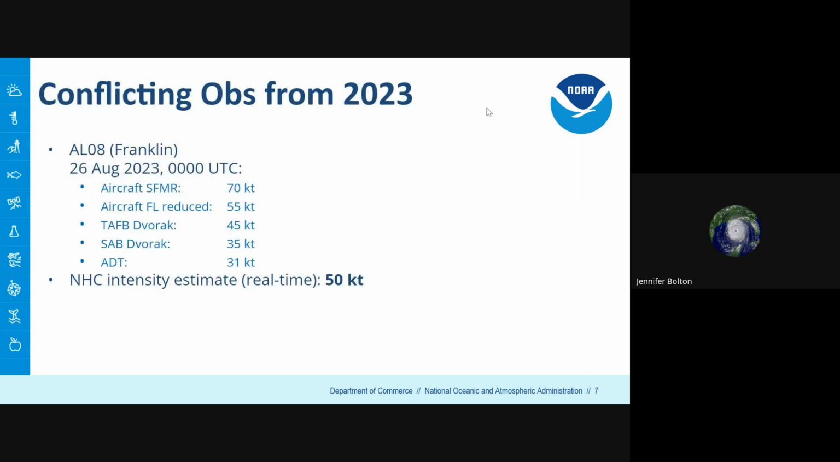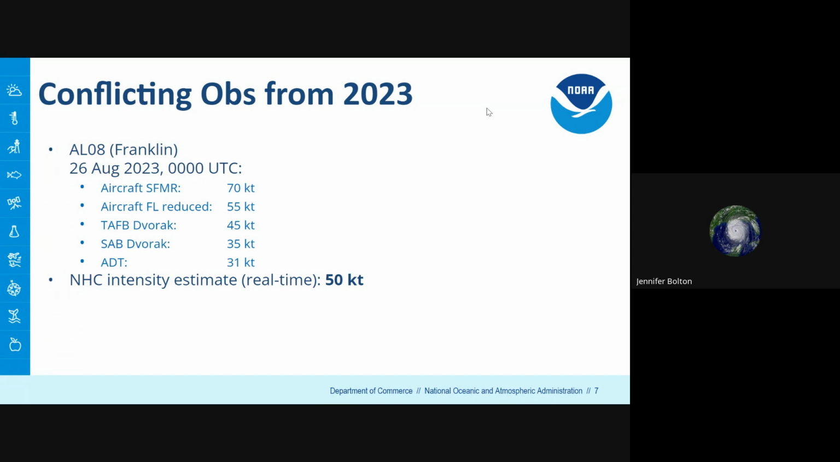So next slide. The first case, I don't have any pretty pictures to go along with it, but Franklin, which was an Atlantic storm, this was near the beginning of when it was about to intensify rapidly. At 0Z on the 26th, we had an aircraft flight in there showing SFMR peak winds at 70 knots. The flight level reduced suggested 55 knot intensity. And the satellite estimates from the human and the automated range from 30 to 45 knots. So NHC put the initial intensity at this time at 50 knots, but you can see there's a large spread.